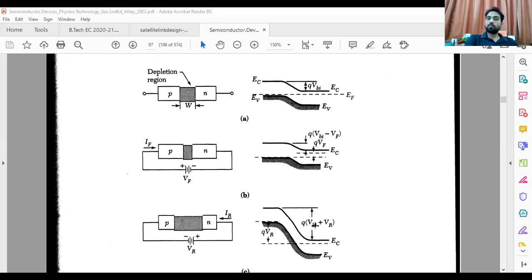Let's check the energy gap. So if you see here, this is the conduction area. This is the conduction area of holes, P-type material, and this is the conduction area of N-type. So if you see how much energy is required, it's too much. QVBI, it means potential barrier plus this voltage. So that much amount of energy is now required to make an electron go from conduction of N to conduction of P. So this gap has been created.